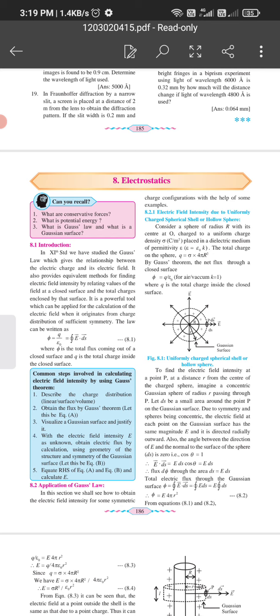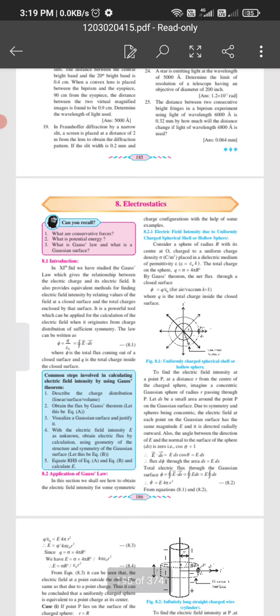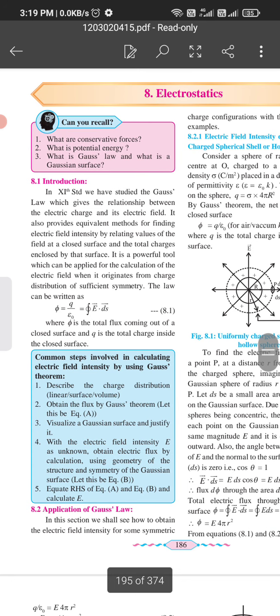Today we are going to study chapter number 8, electrostatics. In electrostatics, we are going to study what is potential energy, what is Gauss law, and what is Gaussian surface.